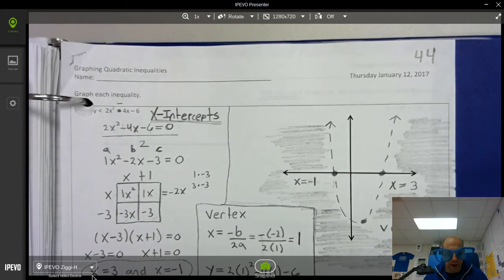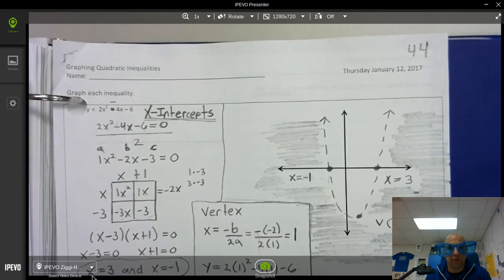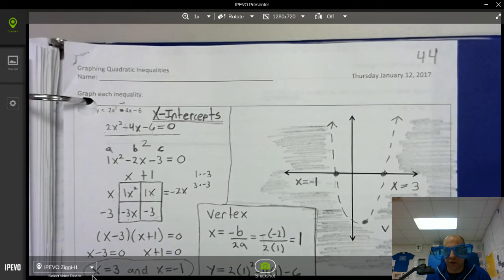So if you would, make sure you get your binder and all organized and set up ready for your journal check. And I believe this is journal check six.